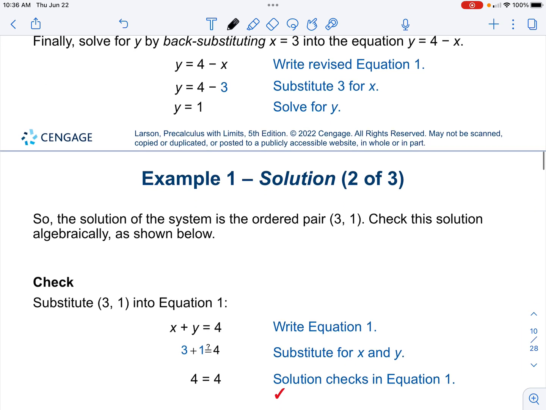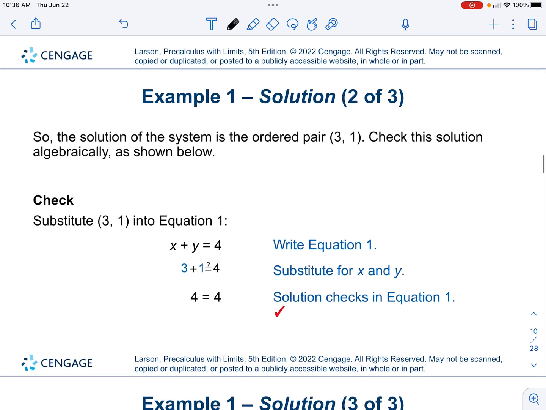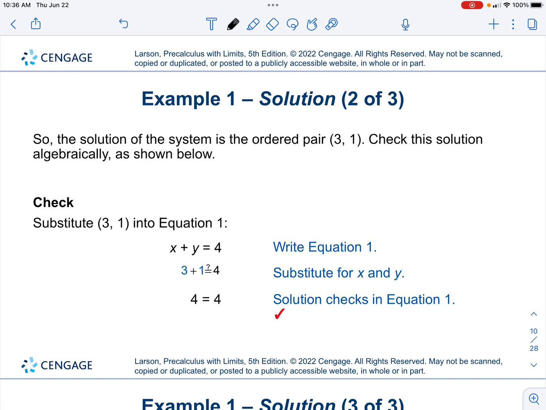The only thing that I haven't done yet is check the answer. So, here's the answer that we got, (3, 1). And if you want to check, you would sub that answer (3, 1) into both equations. So here it's typed out.